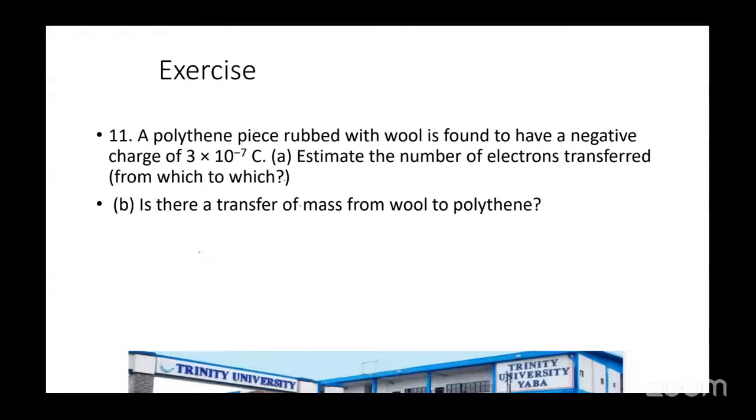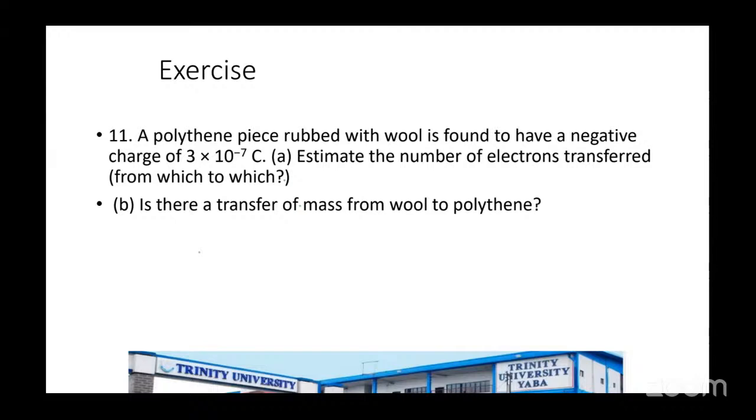Now, look at this last one. I'll give you a clue, but you have to solve it. A polyethylene piece rubbed with wool is found to have a negative charge of 3 times 10 raised to minus 7 coulomb. Estimate the number of electrons transferred, and then tell us from which to which of them, from where to where. And then, is there also mass transfer from wool to polyethylene?